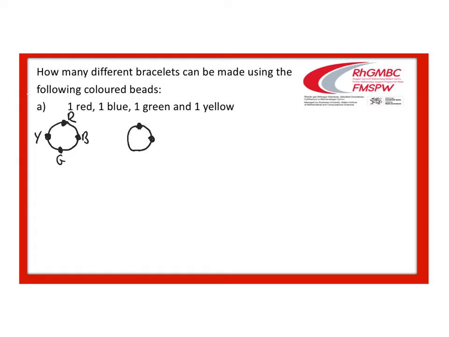Now what we need to be clear on here is that if I was to arrange these beads as follows, red, blue, green and yellow, these 2 bracelets are exactly the same, as are the next 2 bracelets. So we'd have red, blue, green, yellow. The order clockwise is the same in every one of these arrangements. And this is what poses a problem. This is what makes this a little bit more difficult.